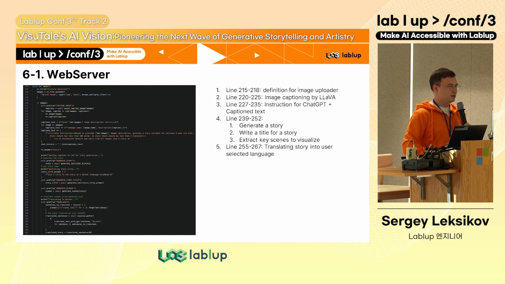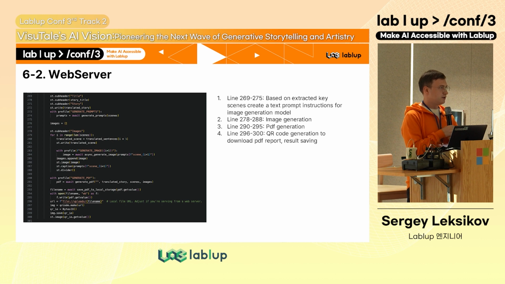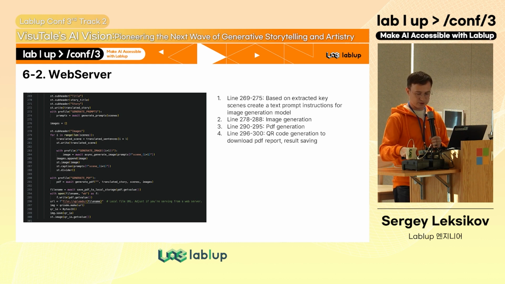And in the next block, we write the story, and from the generated story we extract key scenes, which are then sent to the Stable Diffusion model. And continuing this code snippet, based on the key extracted scenes, we fill some user interface blocks with title, story, and generated prompts. And we do sequence image generation here. After that, a PDF report is created, which can be downloaded by QR code, which points to a specific link for download.